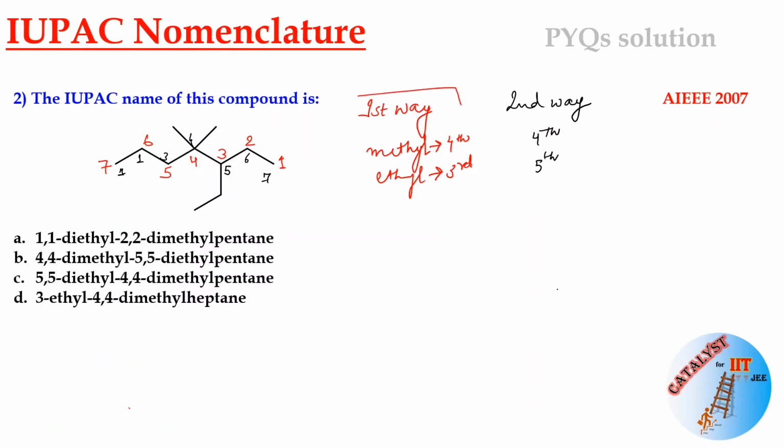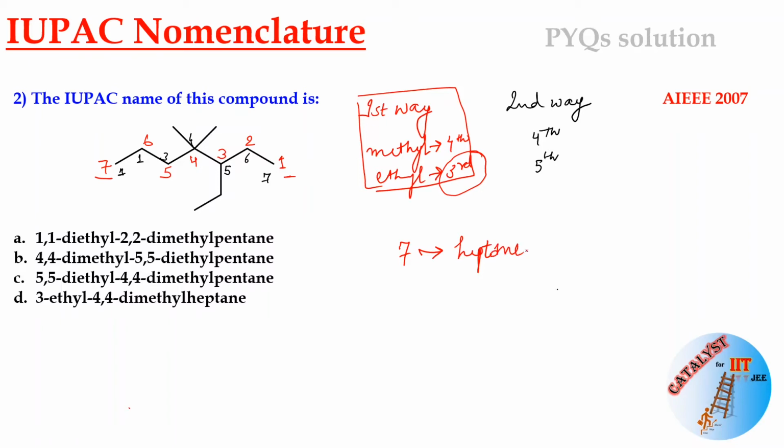So this is the correct way, because in both cases methyl is getting the 4th position, but ethyl is getting the lowest possible number in this first way, from this to this. So this is the correct representation of your parent chain. Now we have already found the number of carbons in your parent chain is 7. So 7 means hept. This is your saturated hydrocarbon. It doesn't have any double bond or triple bond, so that's why you have to add ane.